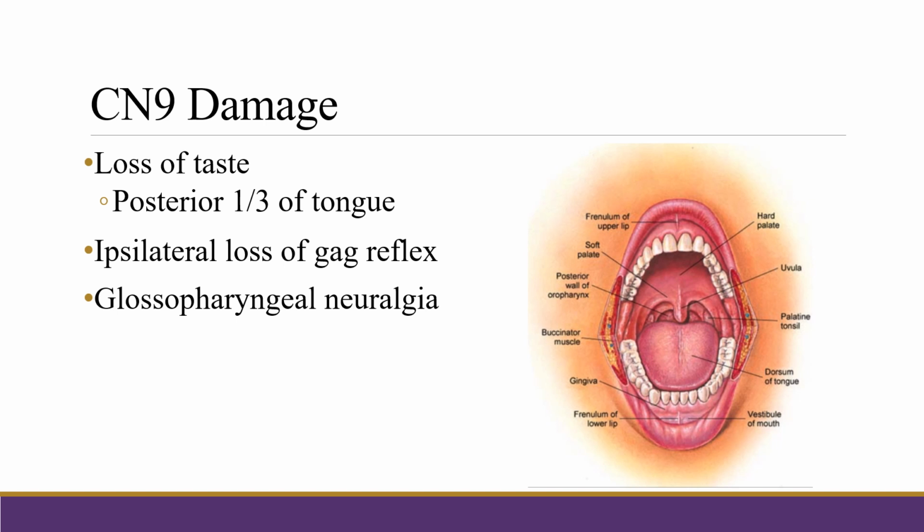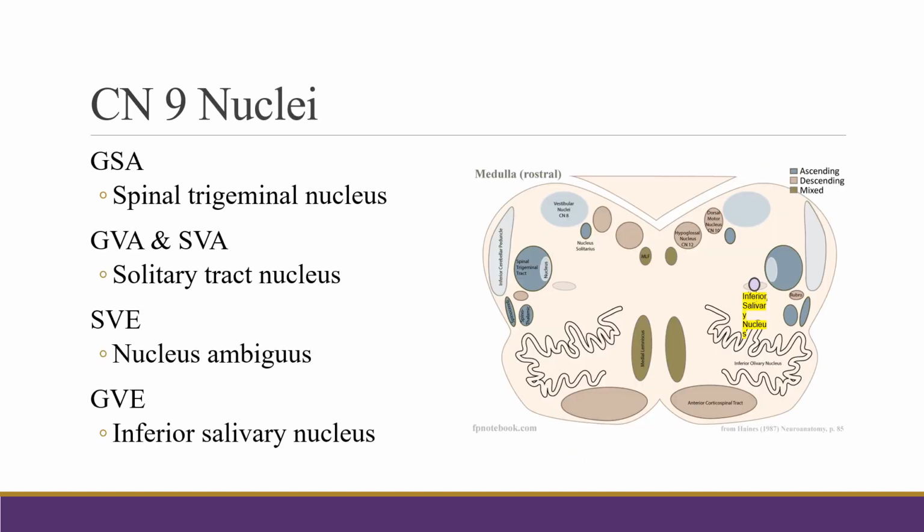So loss of taste, ipsilateral loss of gag reflex, so you poke at one side and you don't get a gag reflex, you poke at the other side and you do. Glossopharyngeal neuralgia, algia again just means pain.